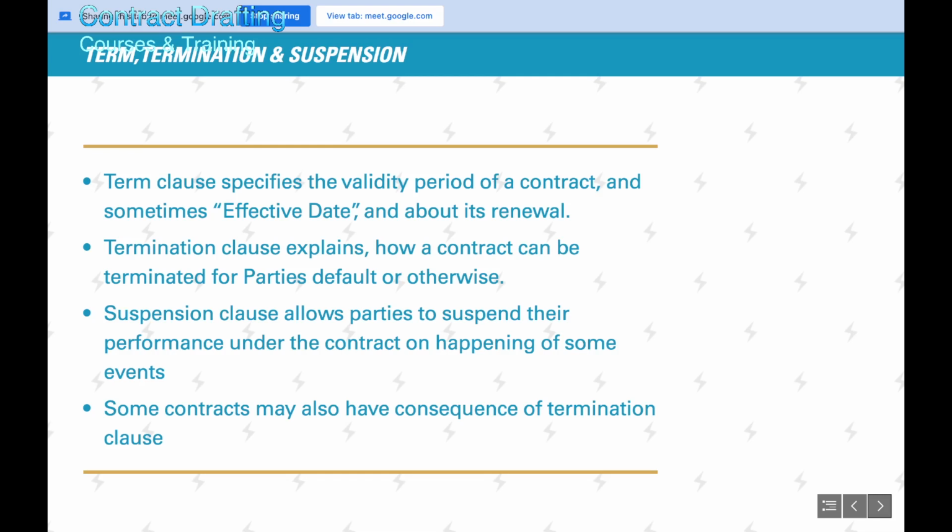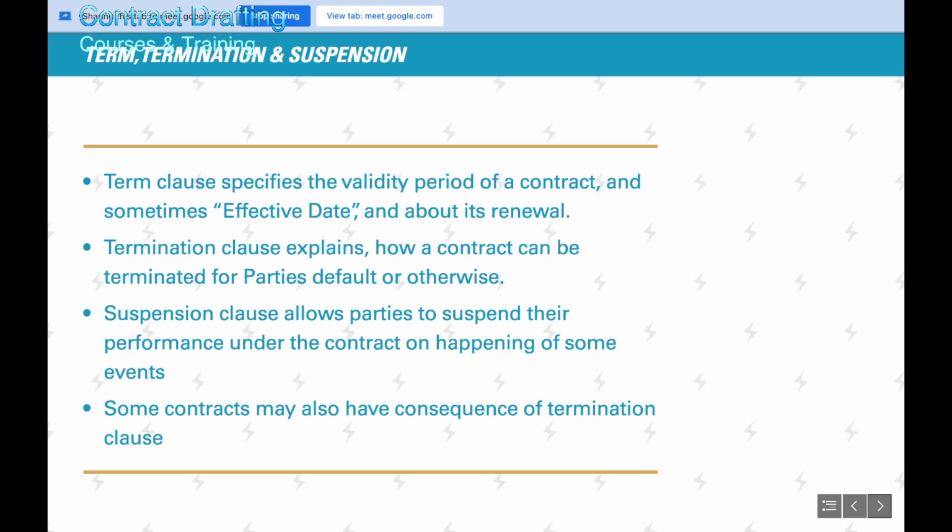There can be situations of termination because of liquidation proceedings against a party, because of force majeure, because of breach of law. So there are different circumstances depending on a transaction, depending on the parties, policies, requirements. So different situations will have different types of termination clauses.